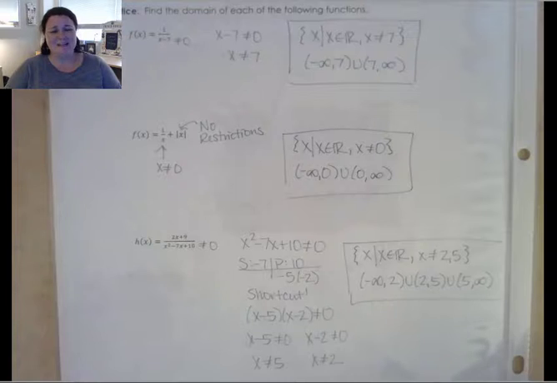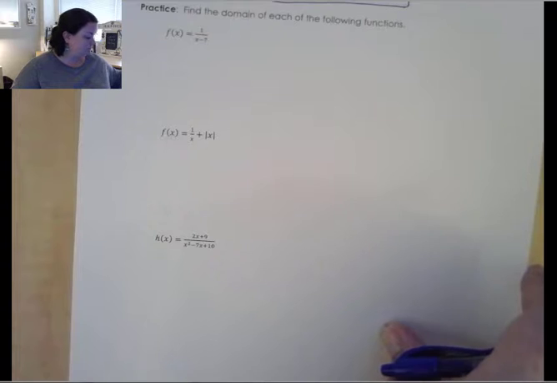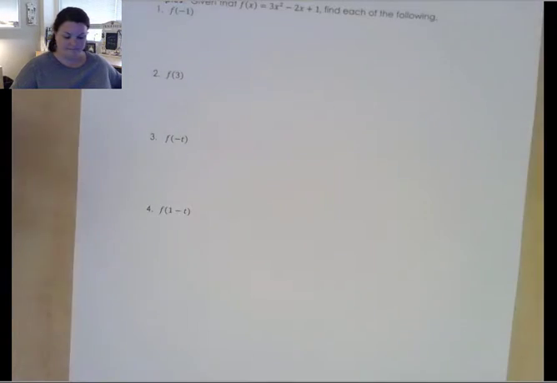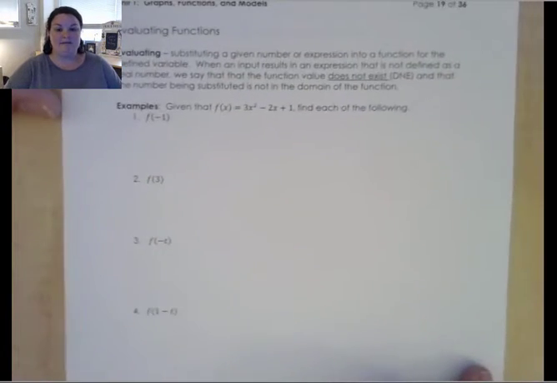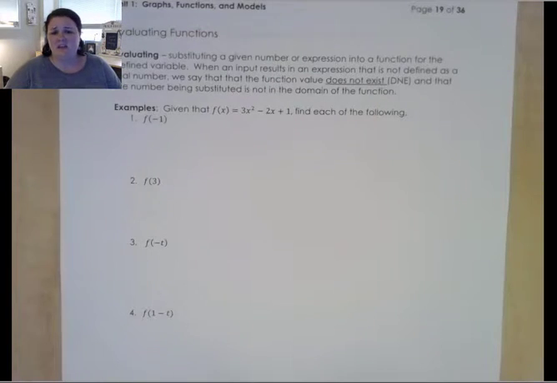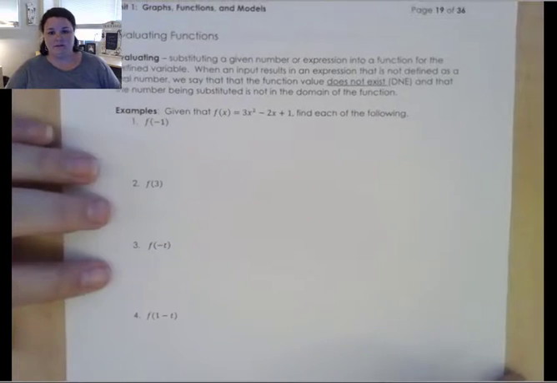Okay? If you need to see that again, feel free to go back and watch the video. I know I talked through it kind of fast, but we want to get through one more thing, which is evaluating functions. That's the last part of this section. And evaluating means we're just plugging things in, right? We're taking whatever they give me and plugging them into the function.